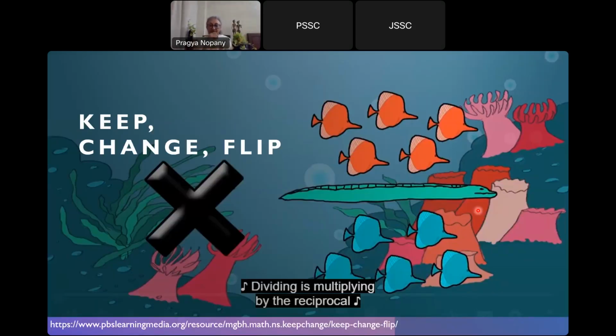So now this is about depiction of fractions. So keep, change and flip. When you're dividing two fractions, one fraction by the other, what do you do? The first fraction you keep as it is. Then the division sign you change to multiplication sign, and the second fraction you flip. So that is what they are showing through this artwork.